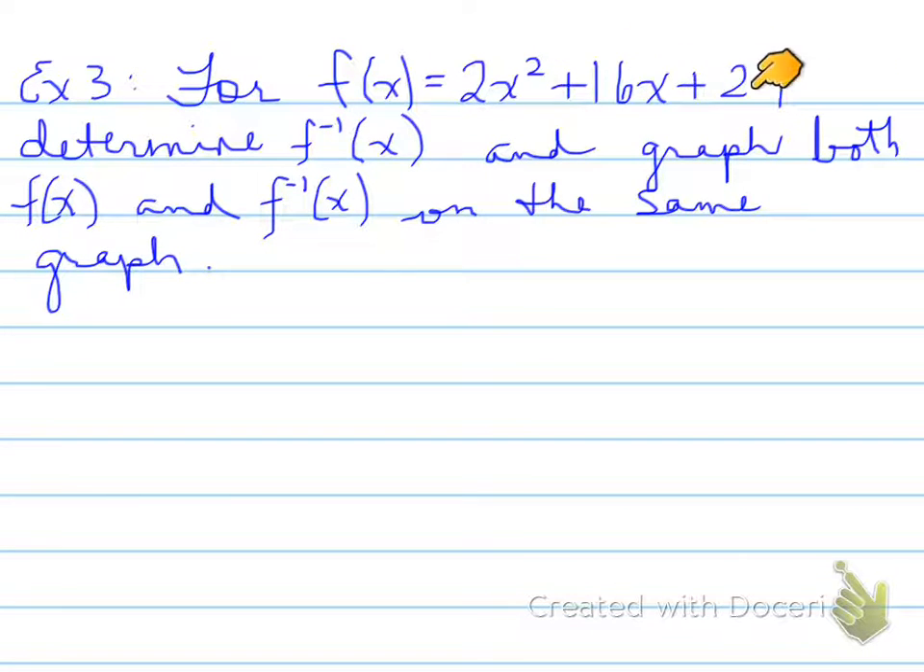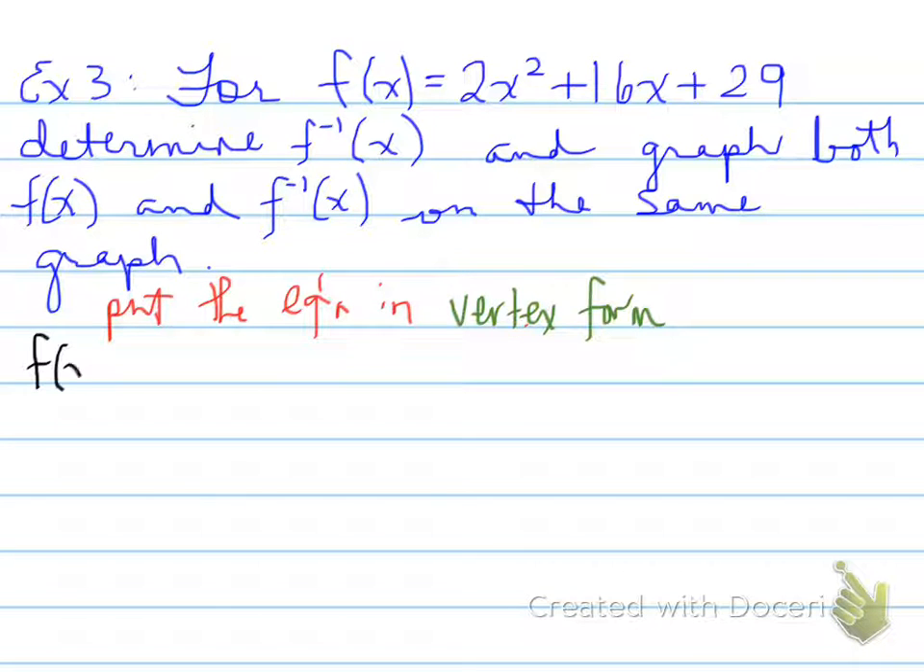What kind of equation is this? That's right, it's a parabola. A parabola has to be in vertex form to get the inverse equation. Is this in vertex form? No, it is not. We need to put it in vertex form. How do we do that? Well, in order to put it in vertex form, we have to complete the square.